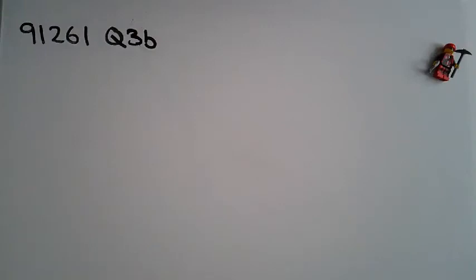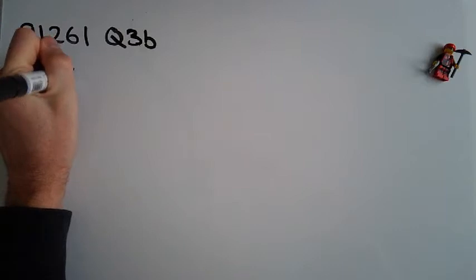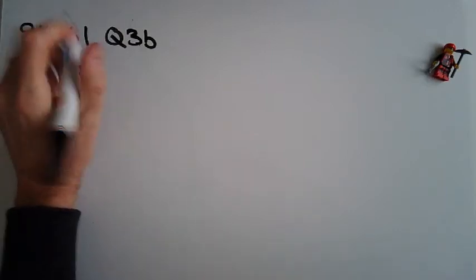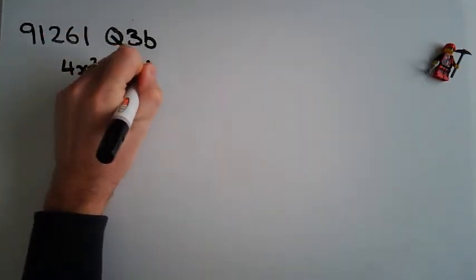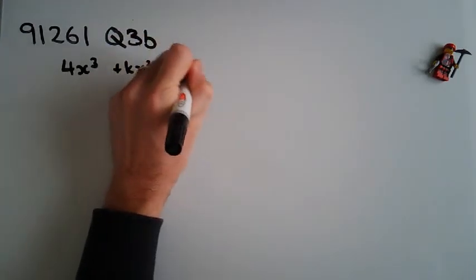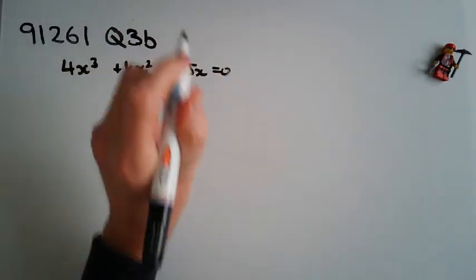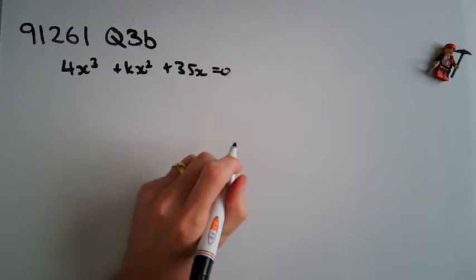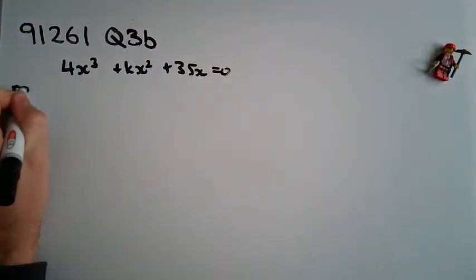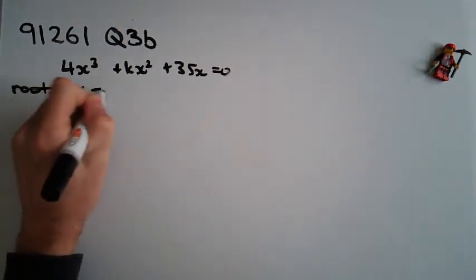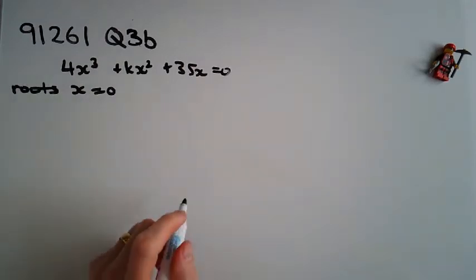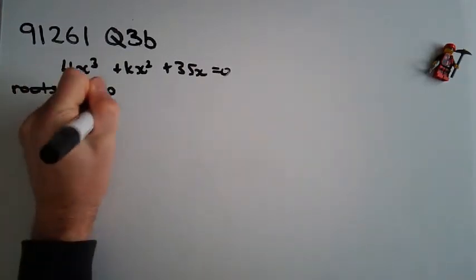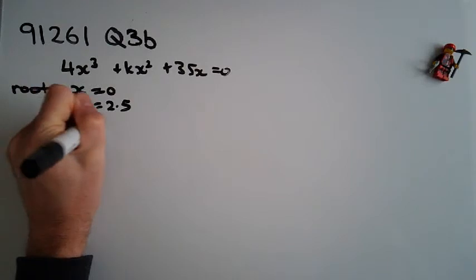I want to talk through a few different ways for us to approach this question. We're given the polynomial 4x cubed plus kx squared plus 35x equals 0. And we're told that this has three roots. x equals 0, which we can see already, because there's a common factor of x that will come all the way out through there. x equals 2.5 and x equals 3.5.